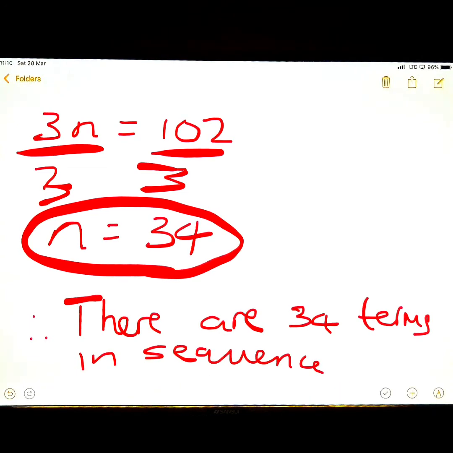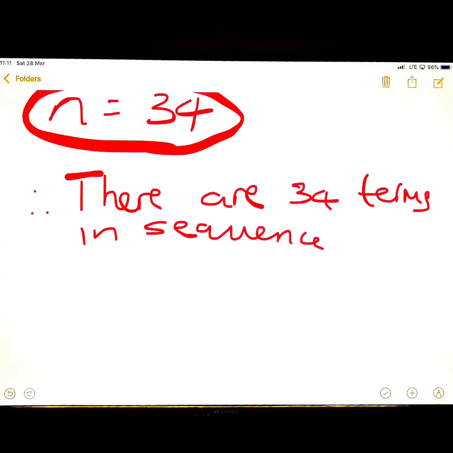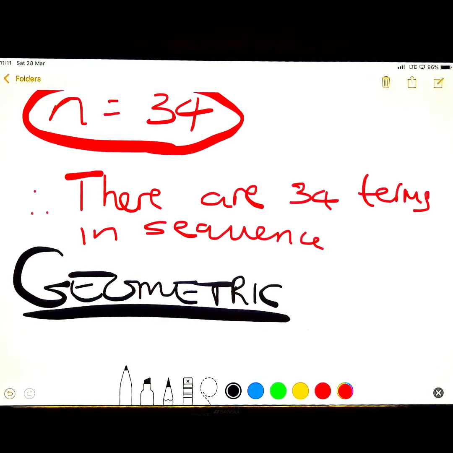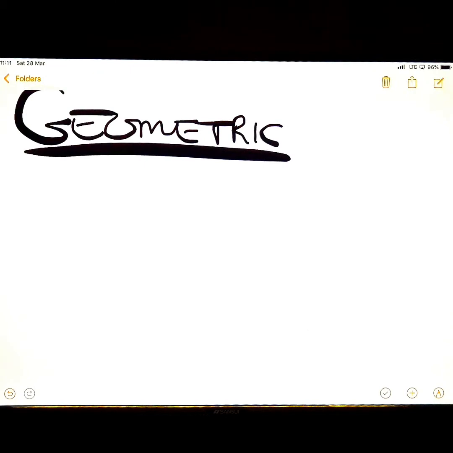Okay, so let's carry on. Let's enter into another part of the sequence. So we're going to do now a geometric sequence. As I go through, you're going to see the differences between arithmetic, geometric, and the quadratic one. Okay, so let's just have a proper introduction on the geometric.